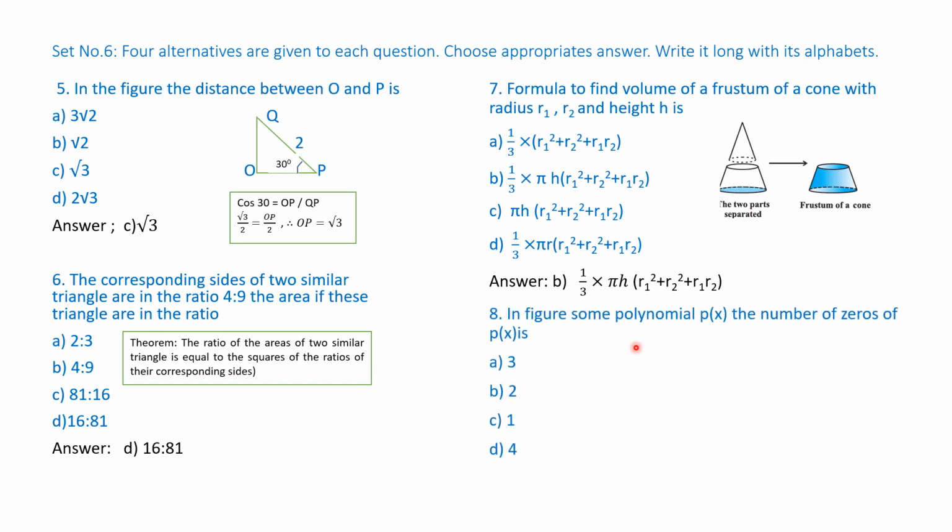Question number 8. In the figure, for some polynomial P(x), the number of zeros of P(x) we have to find. A polynomial P(x) is given in a figure and we have to find the number of zeros. Options are option A 3, option B 2, option C 1 and option D 4. So, this is the figure given. The y axis is here and the x axis is here. This is the curve given here.